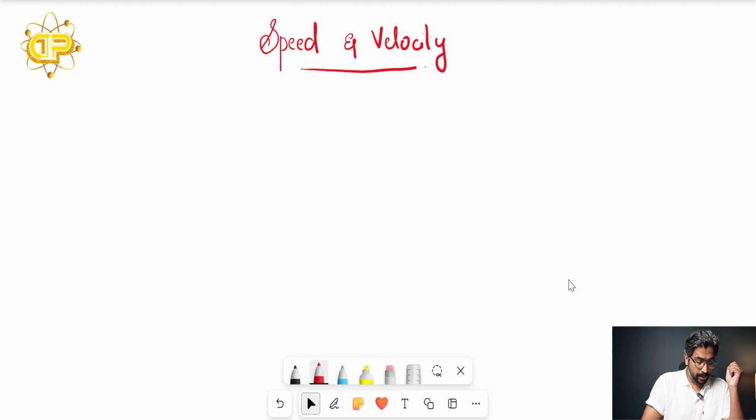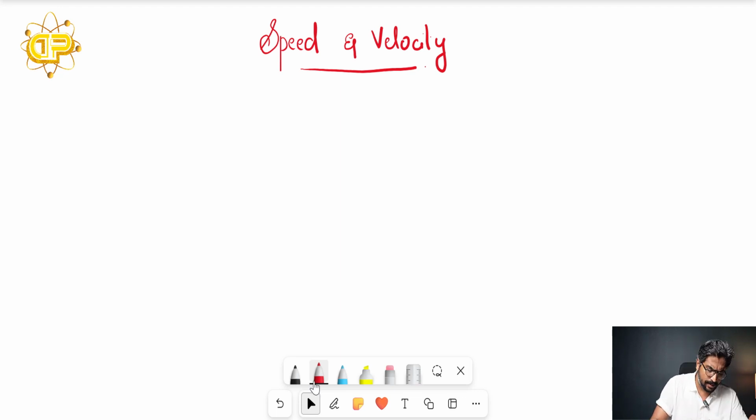Today we are going to study a very important topic of class 11, that is motion in a straight line, and the topics are velocity, speed, average speed, instantaneous velocity, instantaneous speed, uniform velocity, non-uniform velocity, uniform speed, non-uniform speed. So without wasting time, let's dive straight into the class. So we are going to study speed and velocity.